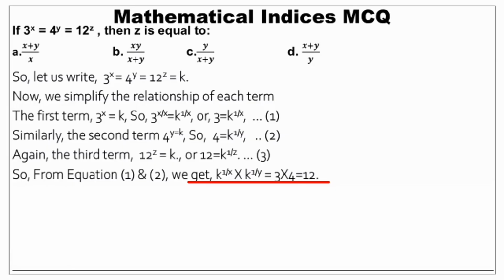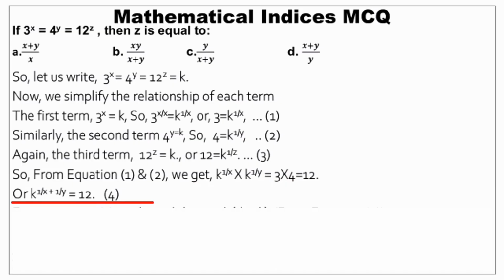From equation number 1 and 2, we multiply the left hand side of both the equations. So we get k to the power 1 by x into k to the power 1 by y is equal to 3 from equation 1, and into 4 from equation 2, which equals 12. So we get k to the power 1 by x plus 1 by y is equal to 12. This we refer to as equation number 4.